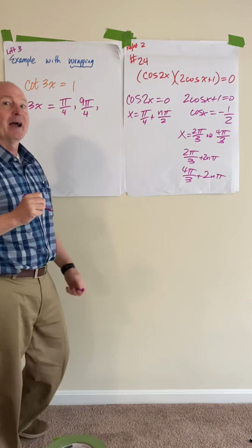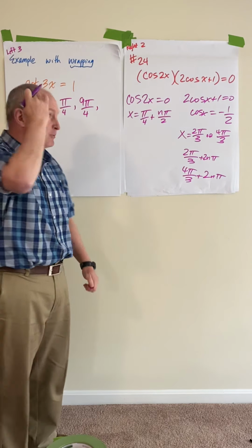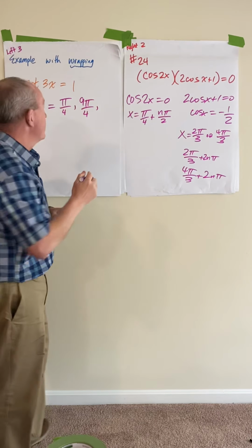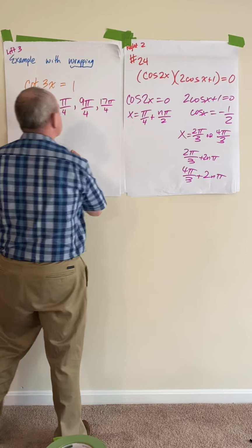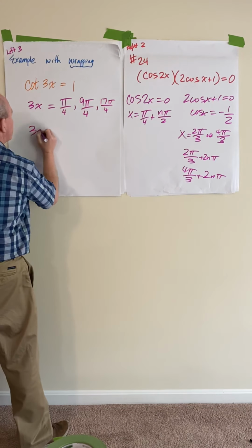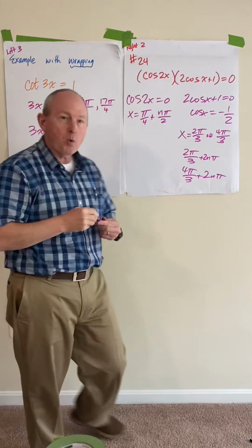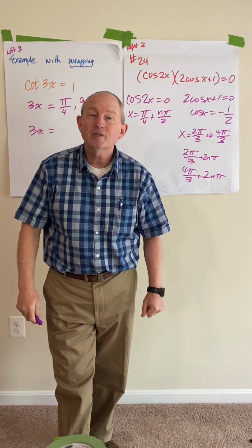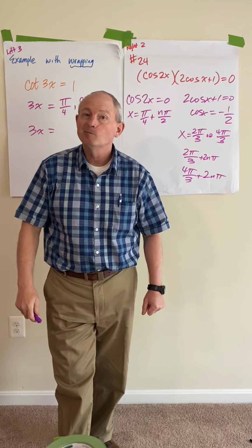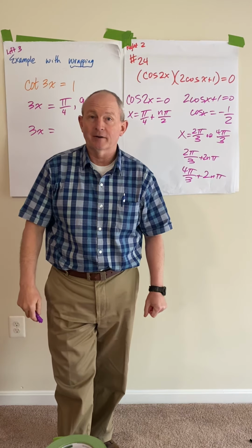Okay? And I'm going to wrap one more time. I've wrapped once, and now I'm going to wrap again, and the next one is going to be 17 pi over 4. Now also, what other quadrant is cotangent positive? Okay, good. The third quadrant.